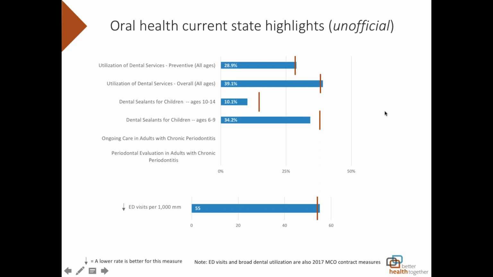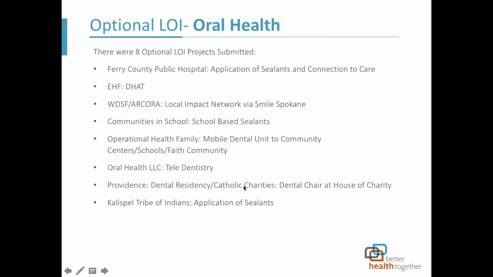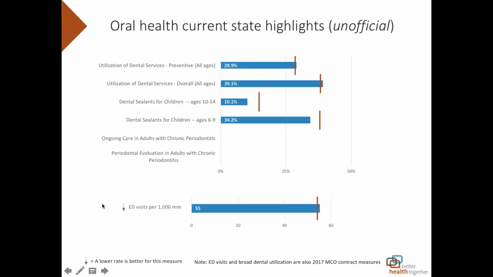Great. So again, here's our baselines on how we're looking. When you see an arrow pointing down, that means a low rate is better. So because we're past the state average here, that's actually a bad thing. We are worse than the state average for ED visits. We have a kind of a big gap on dental sealants for children, in both age categories. And we're doing about average and a little above average for overall utilization of dental services.